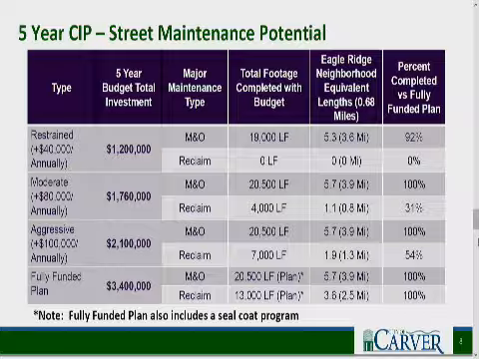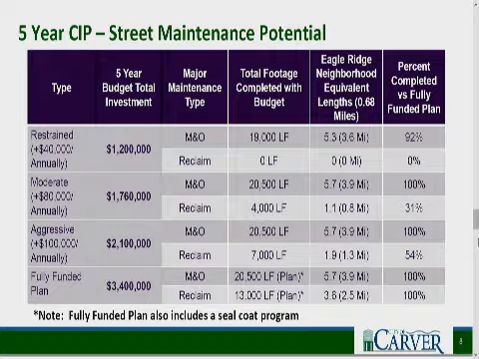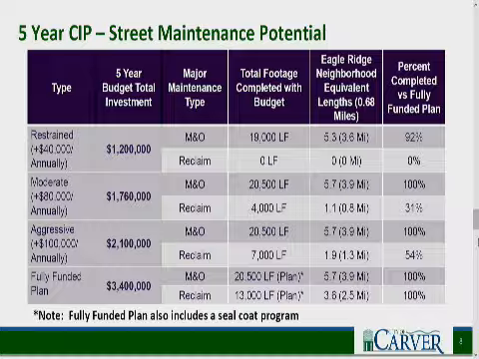Now moderate, I'll just go through these pretty quickly. With that 1.76 million, we'd get all of our mill and overlays, so about 6 of those size neighborhoods completed in the next 5 years, and we'd have money to do about 1 reclaim project for a neighborhood that size, which is nice because, as you know, Debbie Lane and Griffin Street itself, it's getting there. It's going to need help here soon.